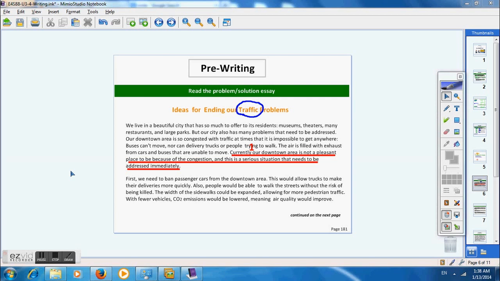Currently, your downtown area is not a pleasant place to be because of congestion, and this is a serious situation that needs to be addressed immediately. So that is the thesis statement. That is the answer to number 1. So here, congestion, okay, talks about traffic.